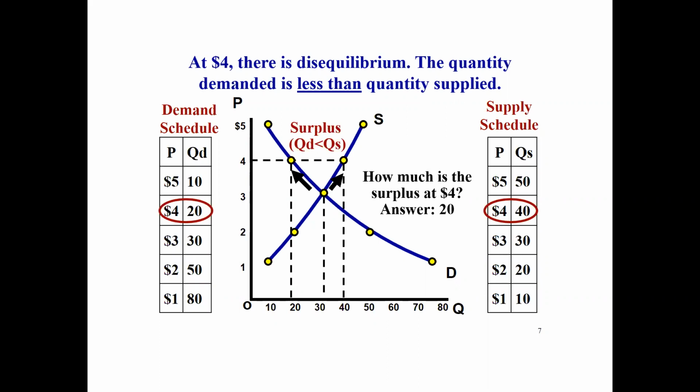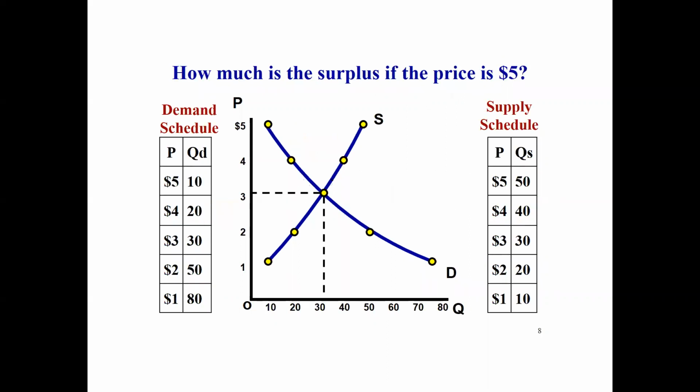All right. Any questions on that surplus? Okay. Now, what if the price is $5? I'm going to give you like 20 seconds, and I'm going to ask you, how much is the surplus? You know it's a surplus. It's above the equilibrium. Don't type anything in, and I'll ask you, how much is the surplus?